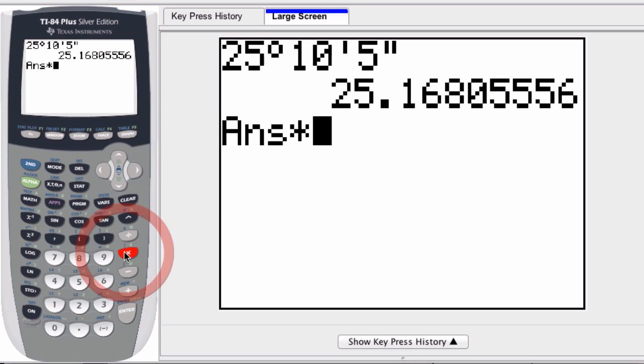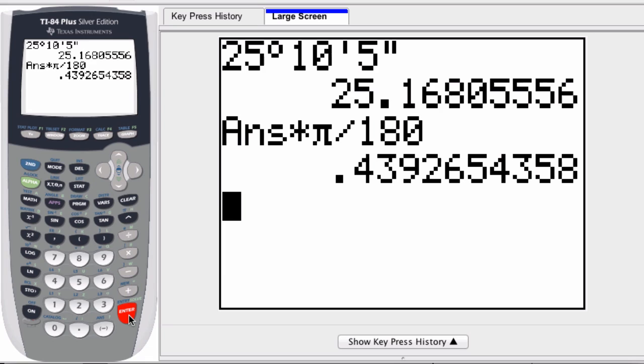I'm going to multiply that by pi over 180, so pi, so hit second, and then the exponent button, over, divide 180. And then it converts to radians for me.